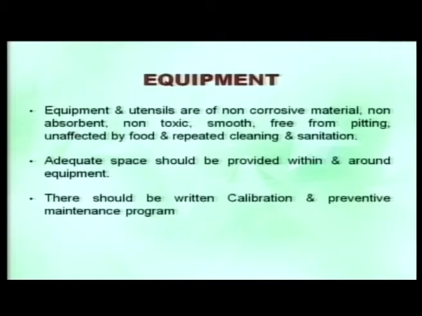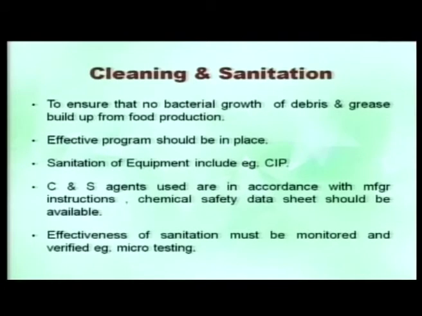The equipments and utensils should be non-corrosive, non-absorbent, non-toxic and smooth. There should be adequate space provided for cleaning the equipments. And the very important thing, the equipments which need calibration need to be calibrated and the condition should be identified. There has to be a clear preventive maintenance plan. Another important element of the prerequisite program is cleaning and sanitation, which we have already talked about, as poor cleaning may lead to bacterial growth. So, we need to have an effective program in place.